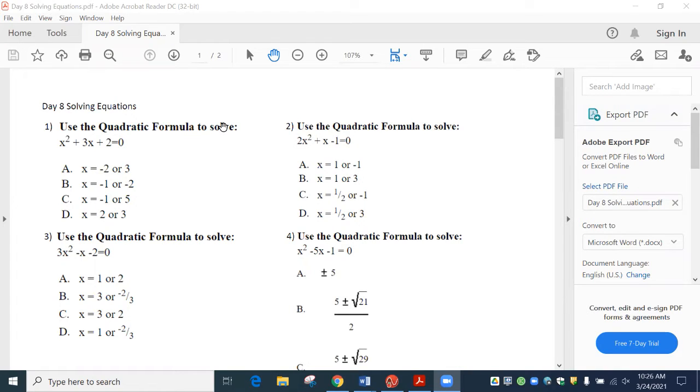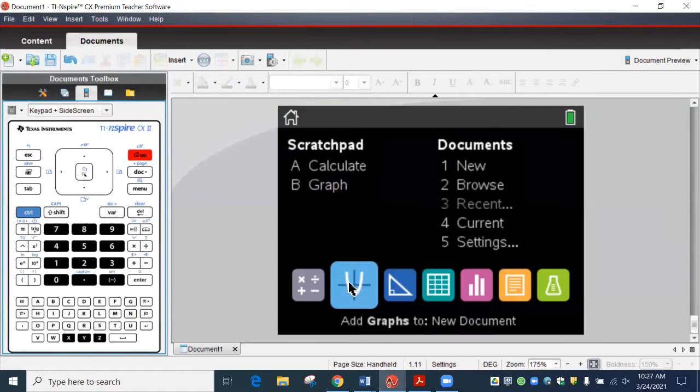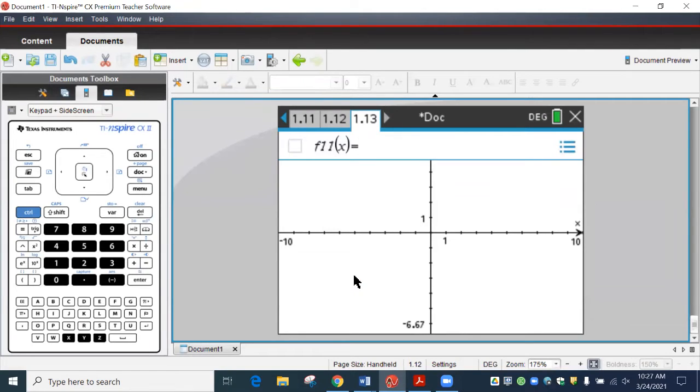And then it says to solve. A solution is where it touches the x-axis. So a solution is just an x-intercept or a 0. So we're going to go type this in. So grab your calculators. And by the way, some of these calculators might start to max out. So if you get a calculator that starts maxing out, let me know and I'll clear it for you.